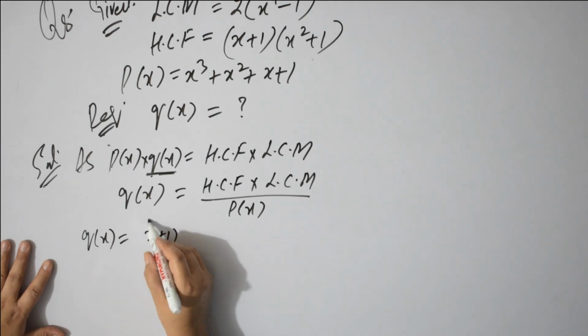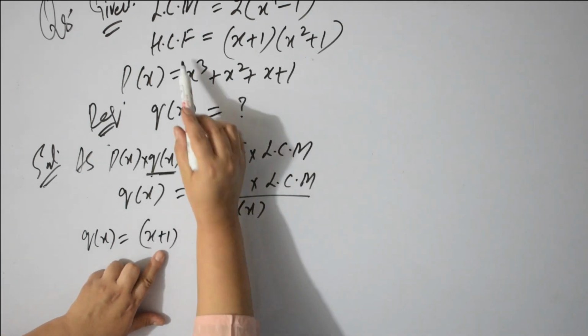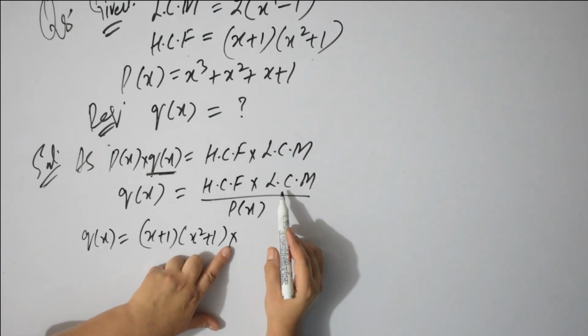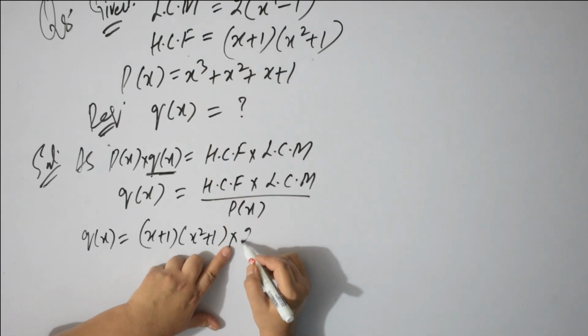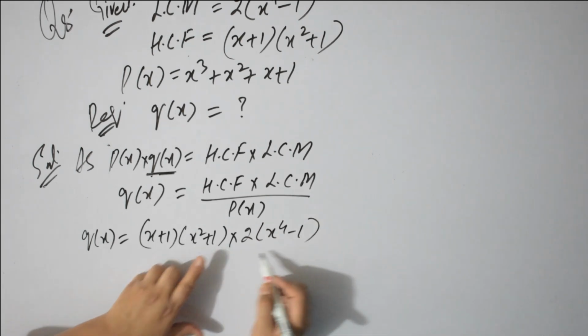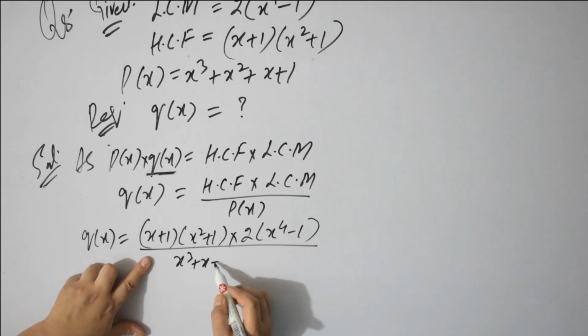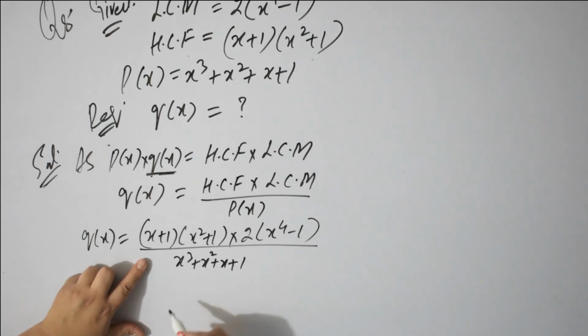I am putting values. X plus 1, what is the value of HCF? Value of HCF is this one, multiplied by what is the value of LCM? It's 2. And what is the value of polynomial? It's x cube plus x square plus x plus 1, right?